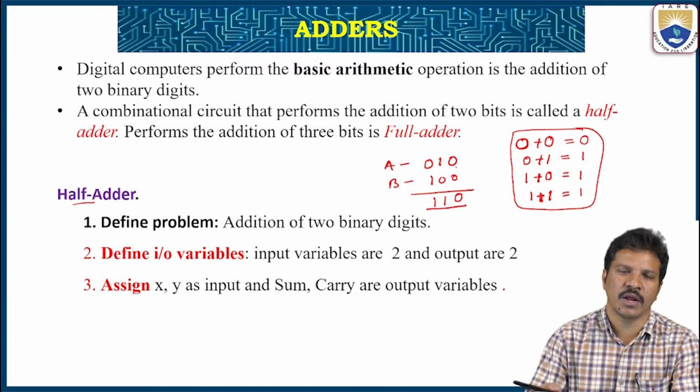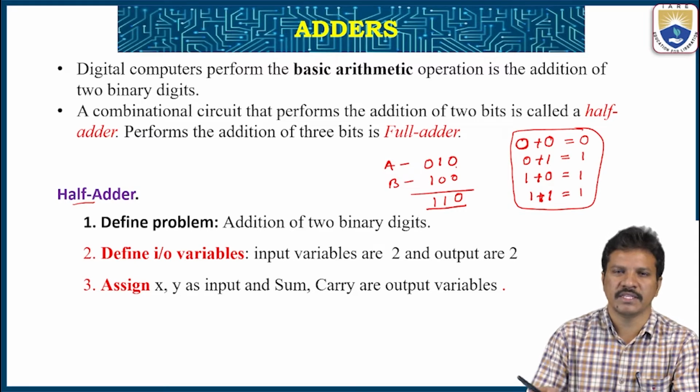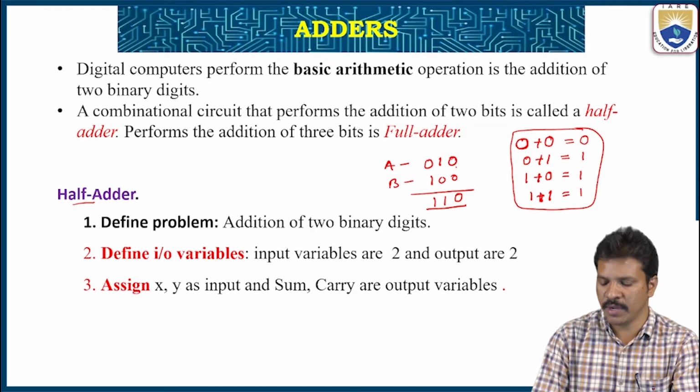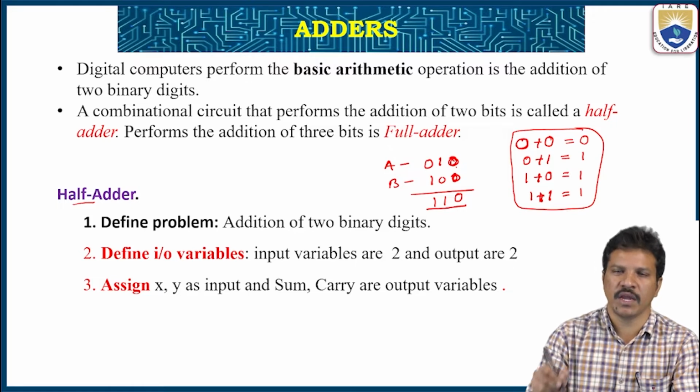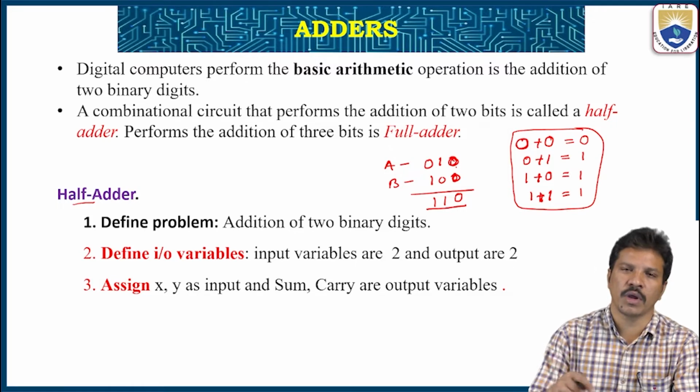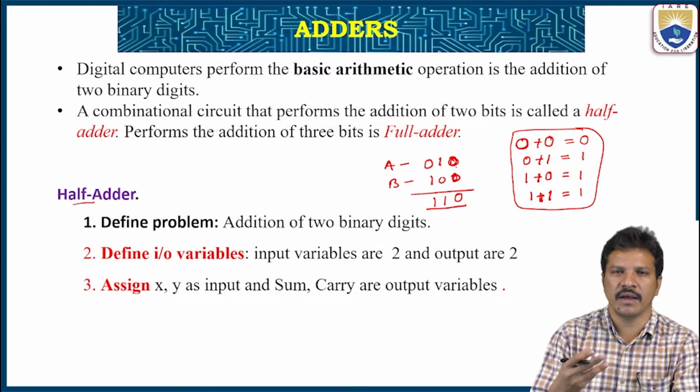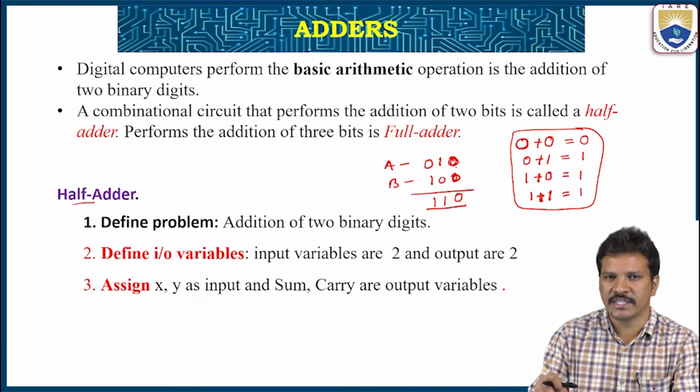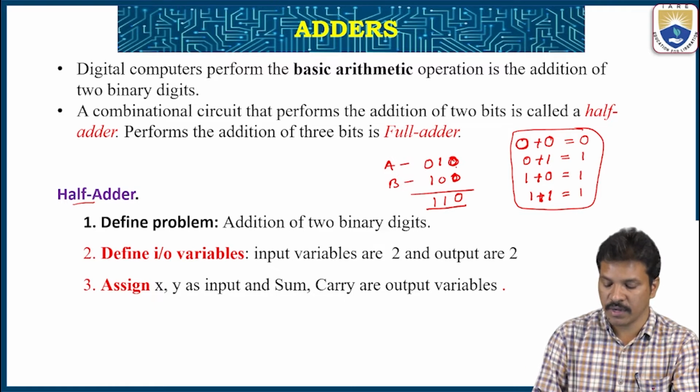But in a digital computer, how can it perform this? With the help of logic gates. That is what we want to design. That is the user requirement: addition of 2 bits, this one bit and this another bit. If you want to add those 2 bits, we can use a half adder. How can we design, how can we implement a logic circuit which performs the addition of these 2 bits? Okay, let us see now.